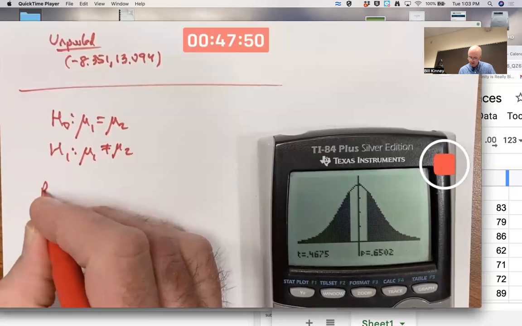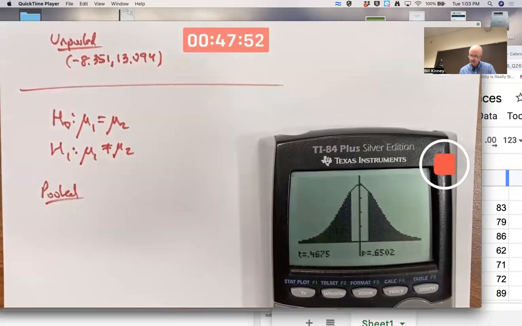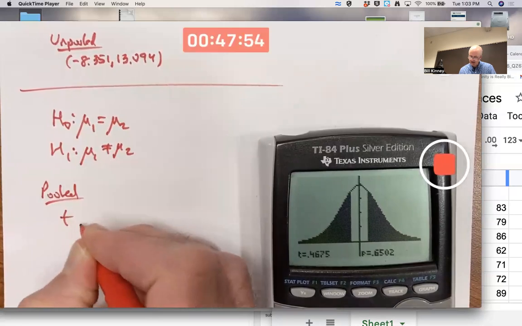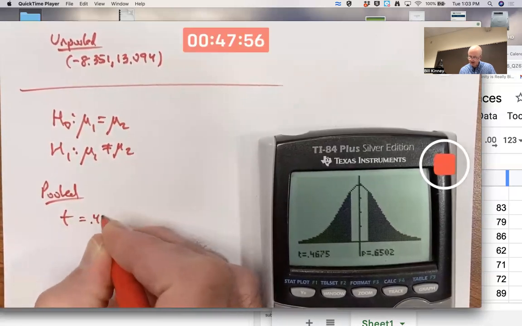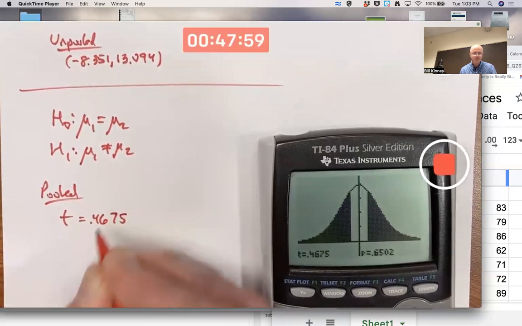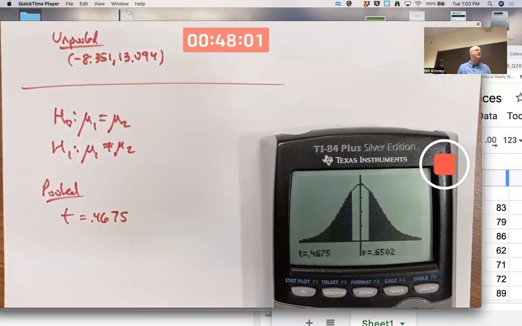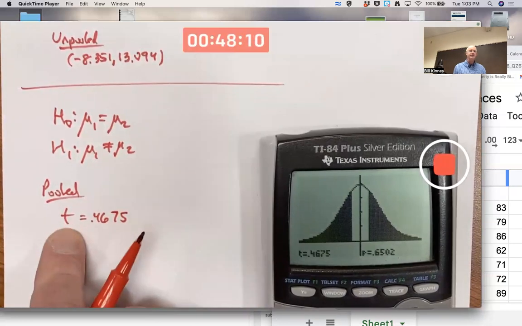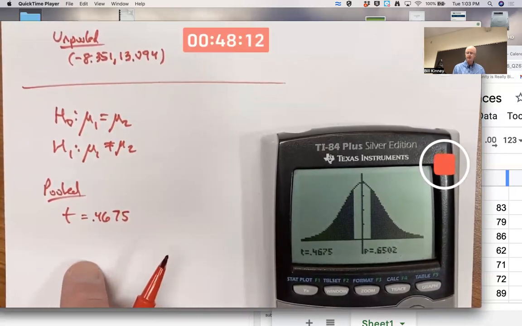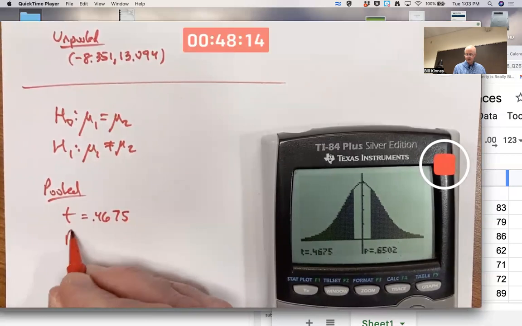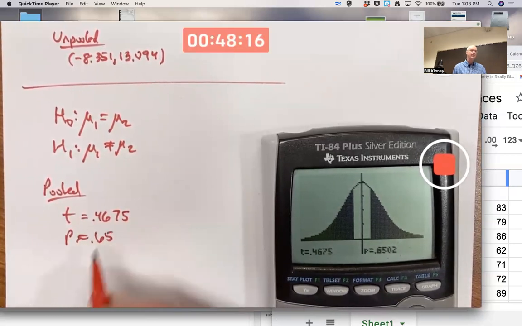If we pool, the t-statistic, the observed value is 0.4675, not very extreme, right? Not far from zero. What's far from zero? Well, certainly if you get like 3 or more, or -3 or less, that is what we tend to think of as being far from zero. Not very extreme. The p-value is not going to be very small. It's going to be relatively large. You can see it here. The p is approximately 0.65. Definitely do not reject the null. We don't have strong evidence against it.